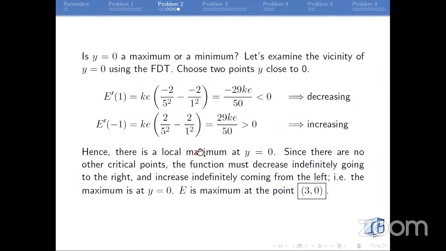So therefore, there is a local maximum at y equals 0. Since there are no other critical points, the function must decrease indefinitely going to the right and increase indefinitely from the left. The maximum is at y equals 0. Capital E is maximum at the point 3, 0.